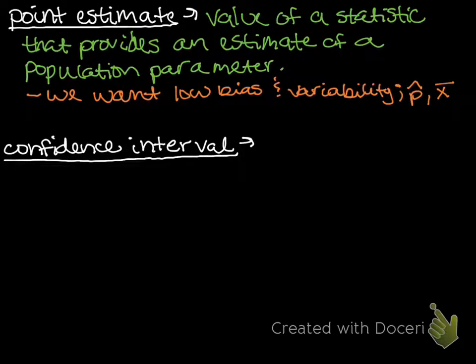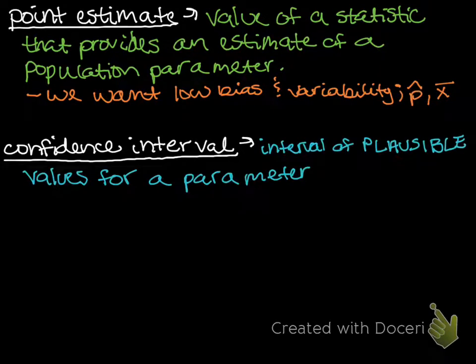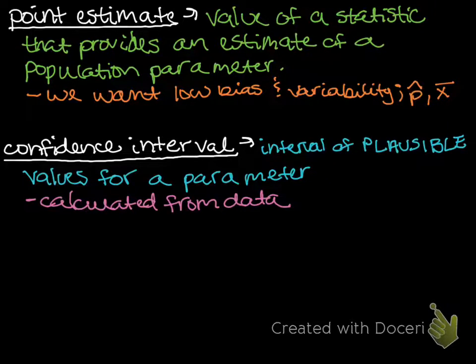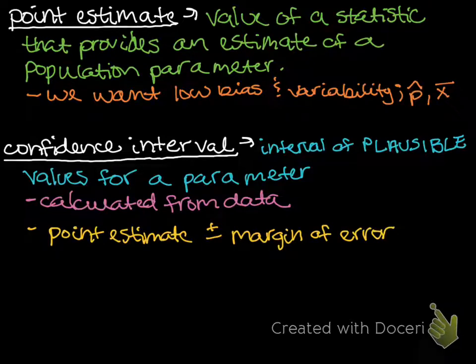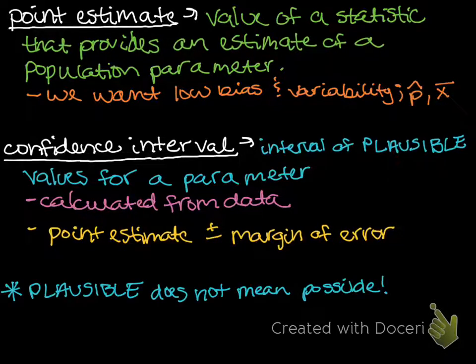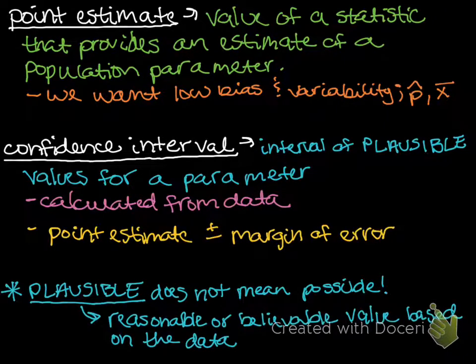A confidence interval is an interval of plausible values for a parameter. It's calculated from the data. How we calculate it is the point estimate plus or minus the margin of error. And remember, plausible does not mean possible. Plausible is any reasonable or believable value based on the data.